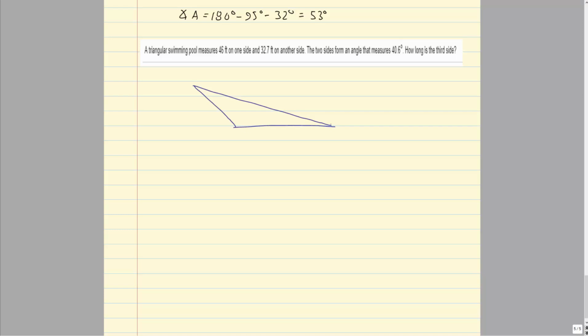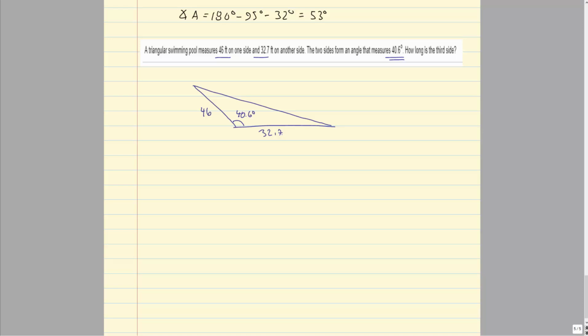So a triangular swimming pool measures 46 feet on one side and 32.7 feet on the other. Now if you chose to put the 32.7 over here, that's fine. What matters is once I have those two sides set up, the two sides form an angle of 40.6 degrees. The 40.6 can't go up here because it's not formed by this other 32.7 side. It can't come down here because this other leg doesn't help to form that angle. So this is the angle formed, 40.6 degrees.